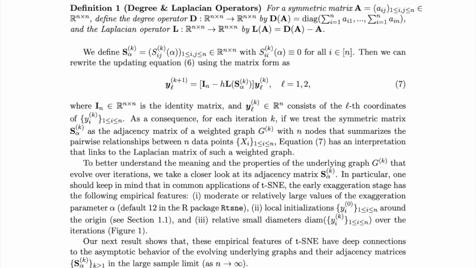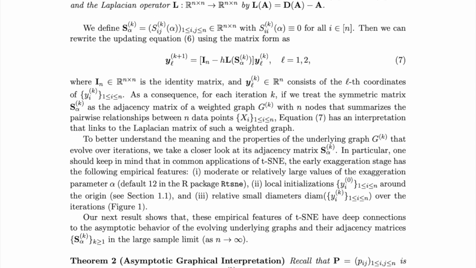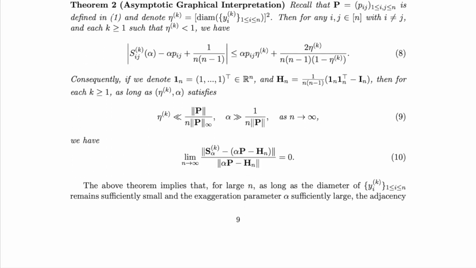Our next result shows that these empirical features of t-SNE have deep connections to the asymptotic behavior of the evolving underlying graphs and their adjacency matrices S^(k)(α), k ≥ 1, in the large sample limit as n → ∞. Theorem 2, Asymptotic graphical interpretation. Recall that P = (p_ij), 1 ≤ i,j ≤ n is defined in (1), and denote Δ^(k) = diam({y_i^(k)}, 1 ≤ i ≤ n). Then for any i, j in [n] with i ≠ j, and each k ≥ 1 such that Δ^(k) ≪ 1, we have the following.